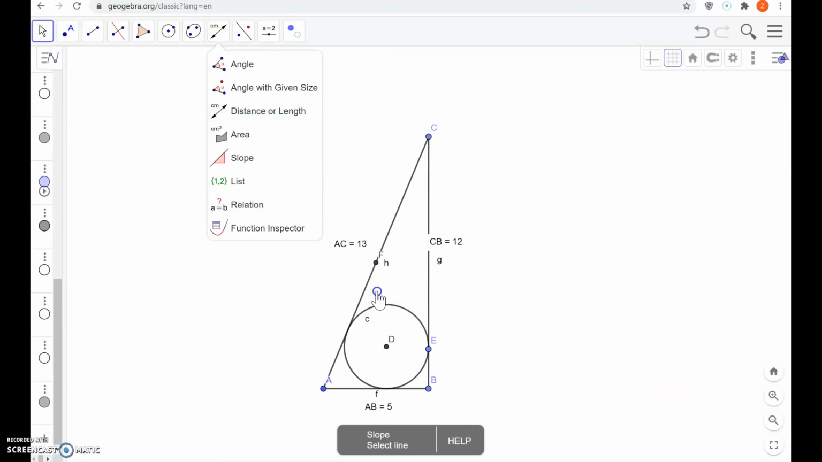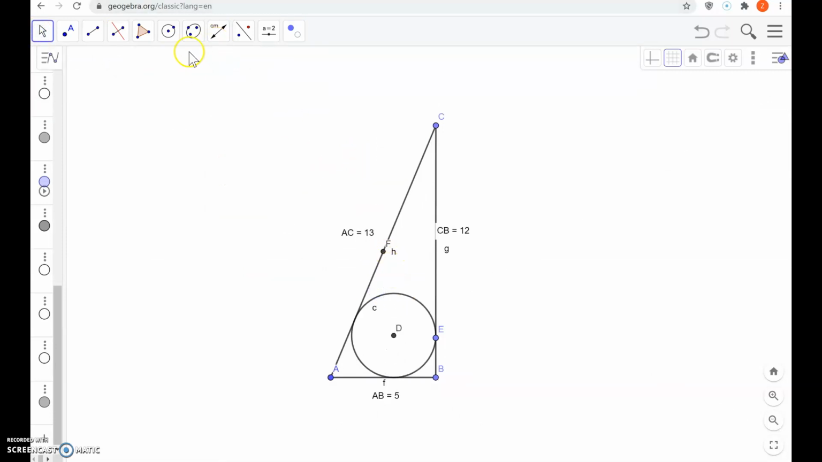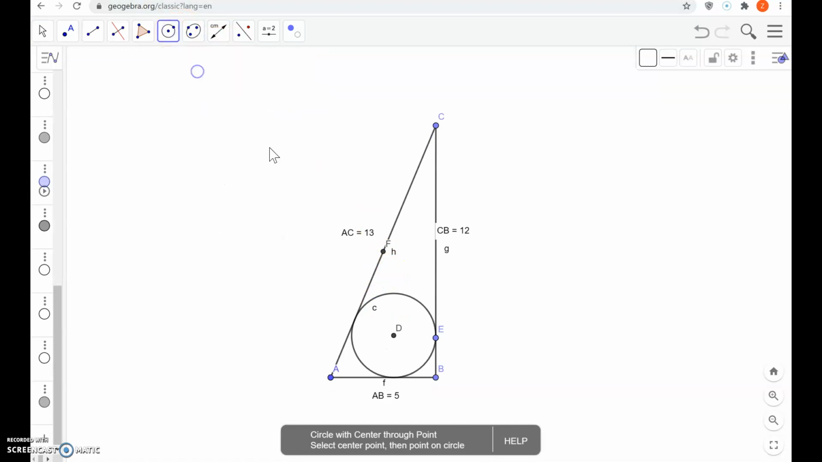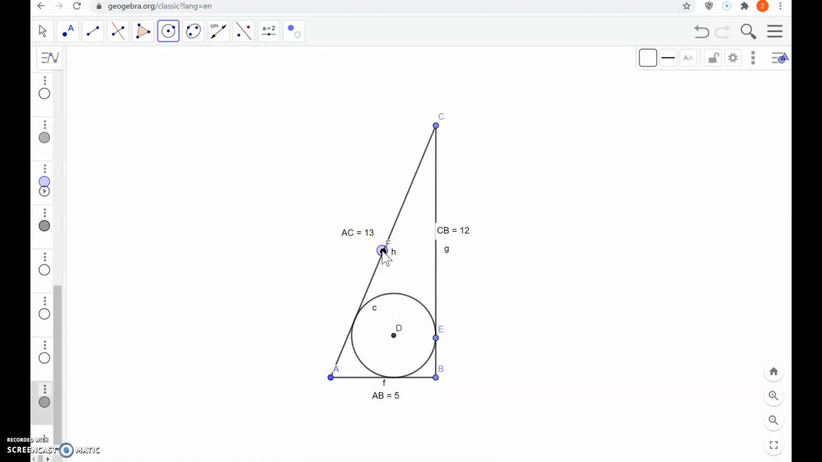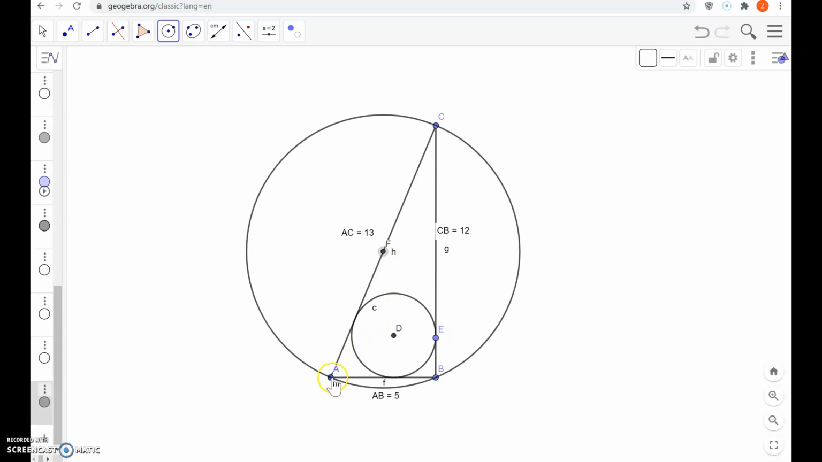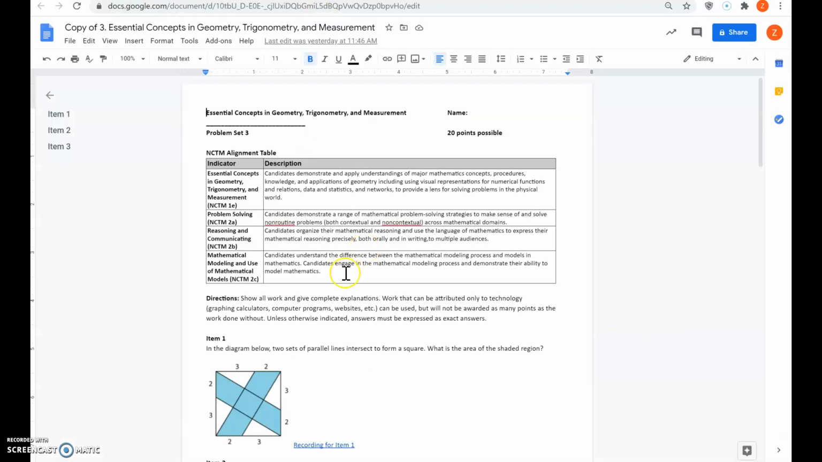Perfect. So then we got that center point F, right, and we'll create that circle. So we take our center point F, drag it out to one of the vertices, and that gives us our circumscribed circle there.